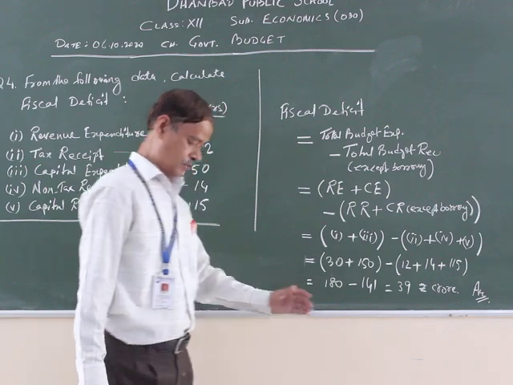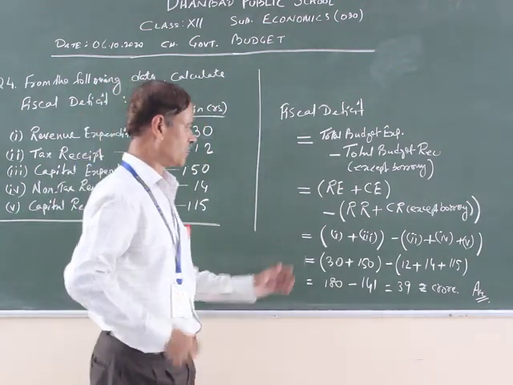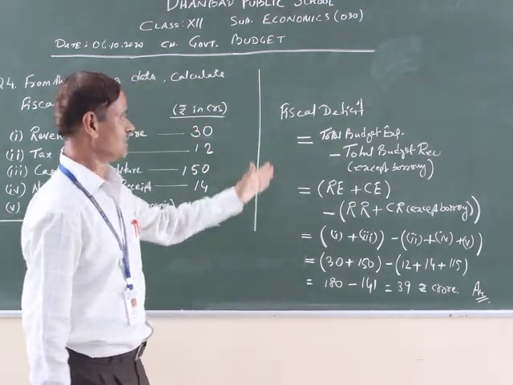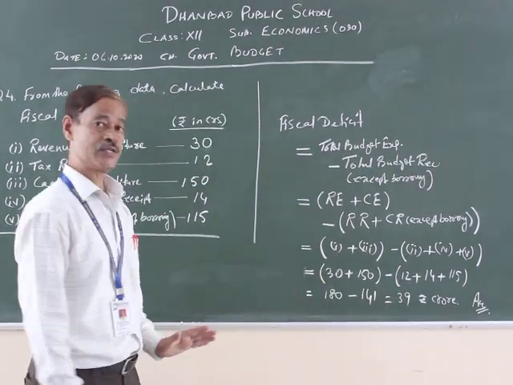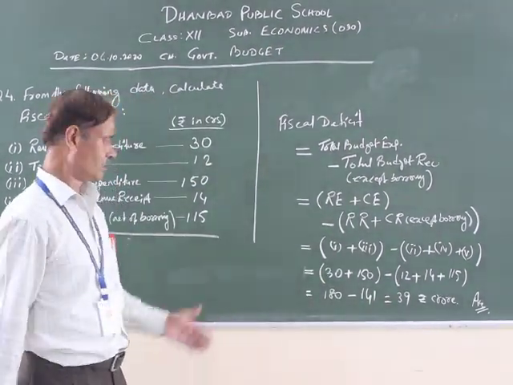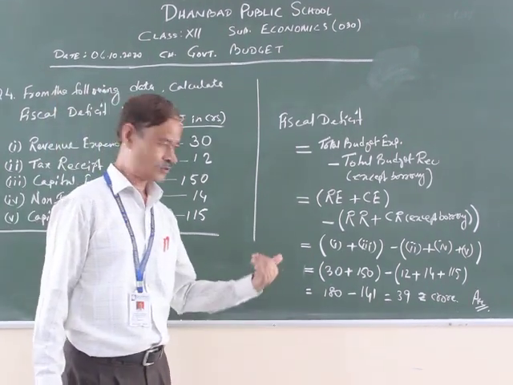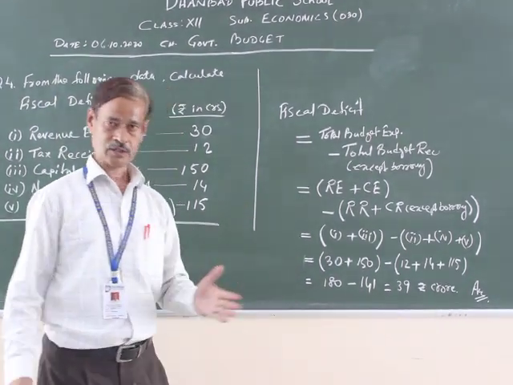Lastly, you should write the answer in statement form like this. Thus, the fiscal deficit is rupees crore. That's all. Then, after this, we will go to the next question. Till then, thank you.